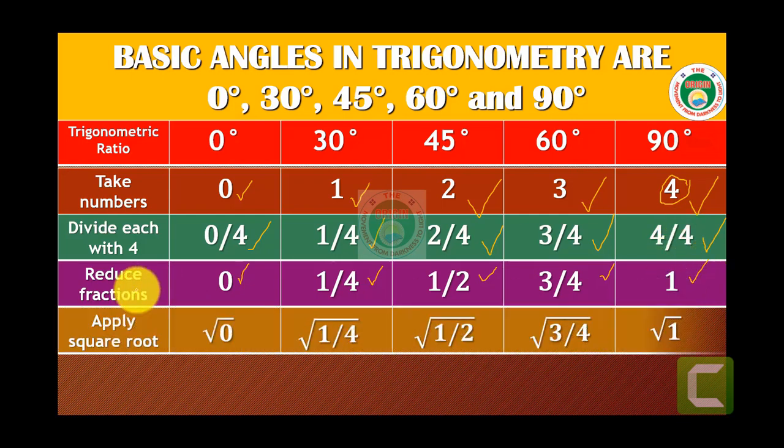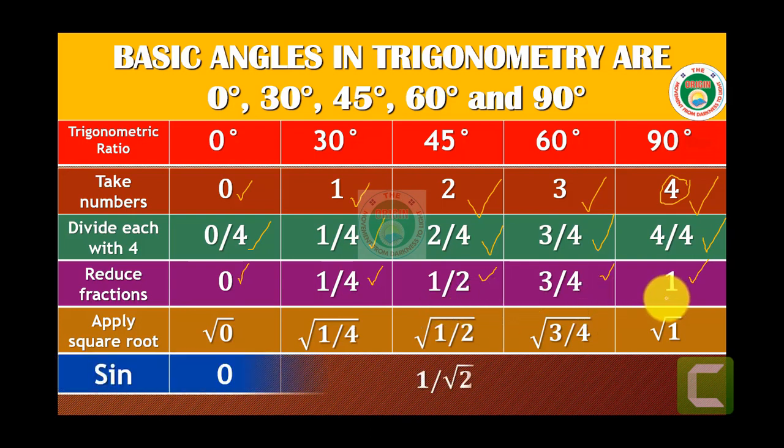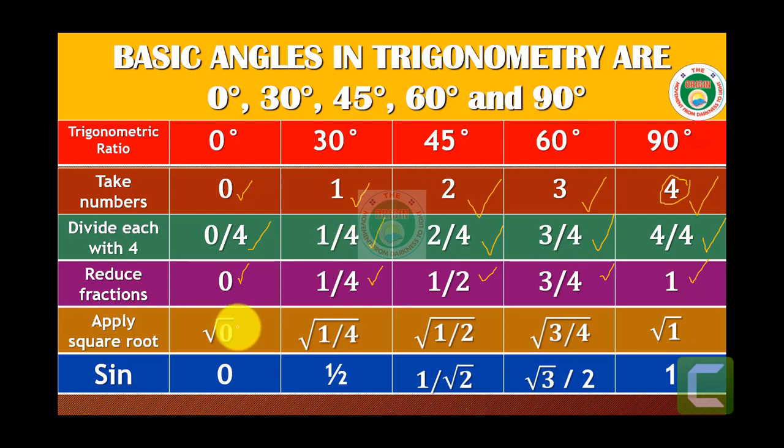After reducing the fractions, apply the square root. Root 0, root of 1 by 4, root of 1 by 2, root of 3 by 4 and root 1. Simplify the roots. Root 0 is 0. Root of 1 by 4 is root 1 by root 4, that is 1 by 2. Root of 1 by 2 is 1 by root 2. Root of 3 by 4 is root 3 by root 4, that is root 3 by 2. Root 1 is 1. These are the sine values.